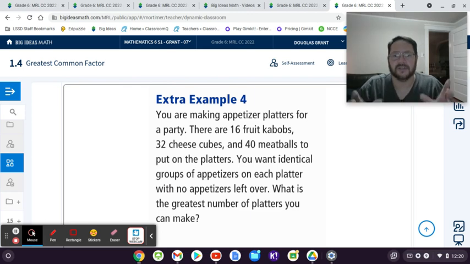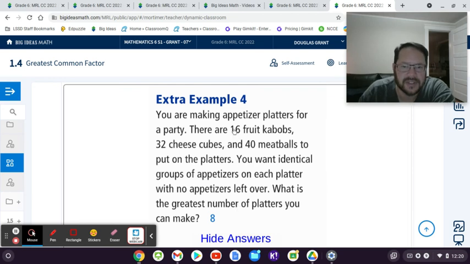So basically, you're going to divide up all these different types of things you're going to put on the platters into a set amount of platters. That is the GCF. All right, so see if you can solve. What is the GCF for this problem? All right, so 8 goes into 16 and 32 and 40. So 8 is the biggest factor that goes into all three of these. Therefore, you can make 8 equal platters using those items. There you go. All right, so that is GCF.